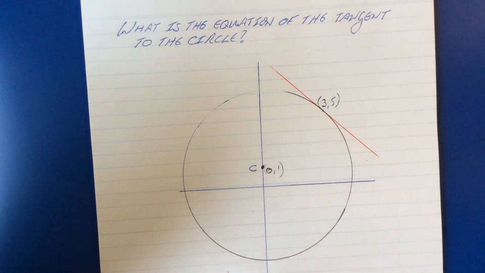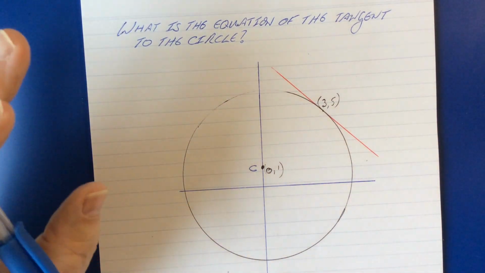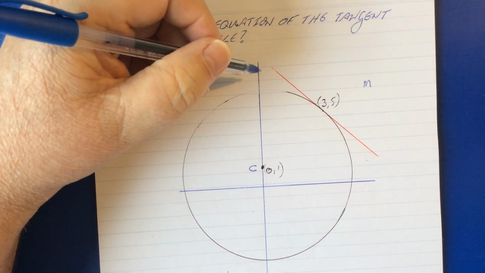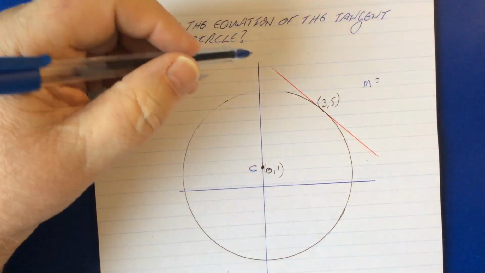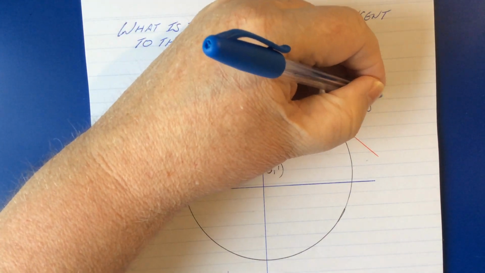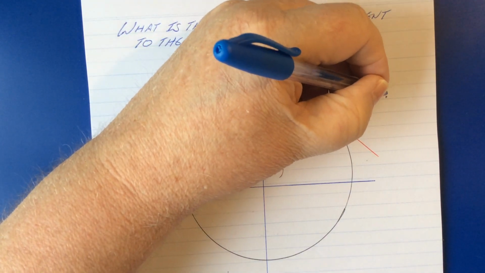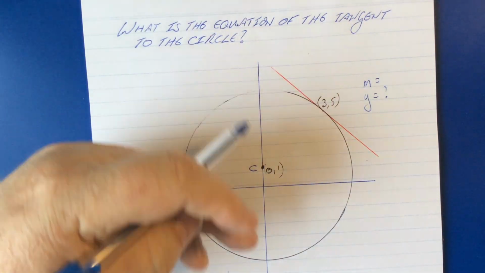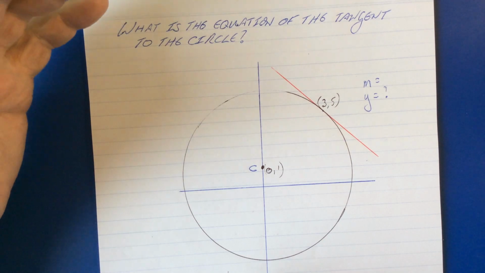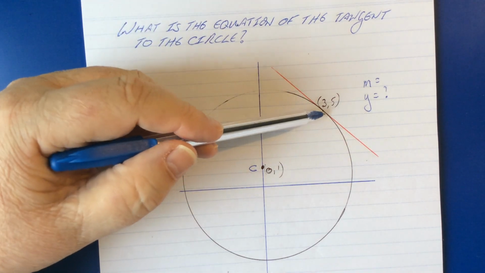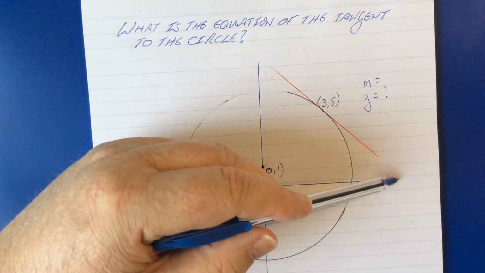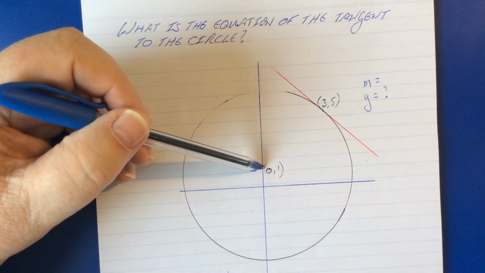So let's think about what we need to do that. We need a gradient, and we need a y-intercept. We need to know what y equals when x is 0. So how do we set about that when we've only got one set of points, we don't have a reference down here or up here, and we have this?